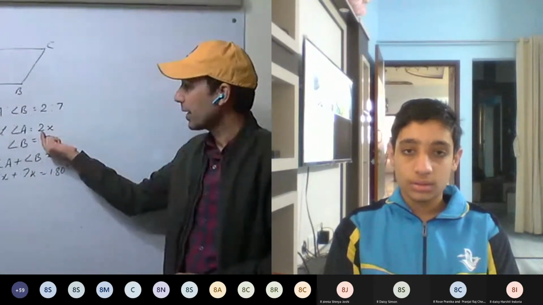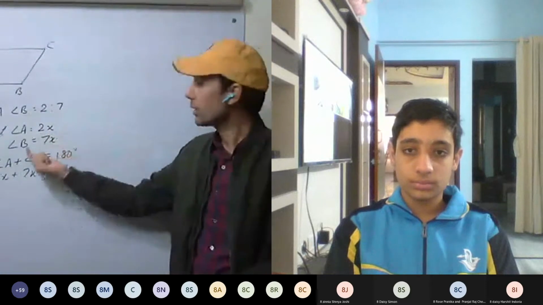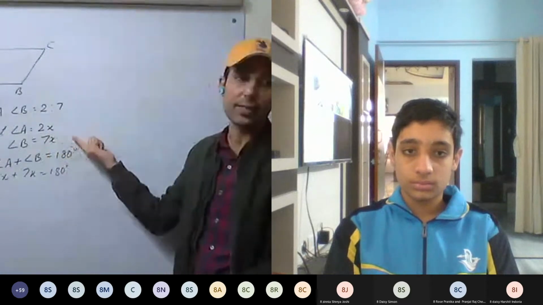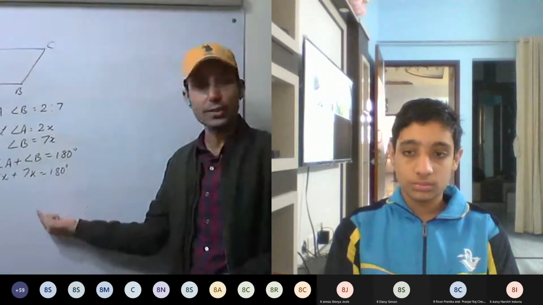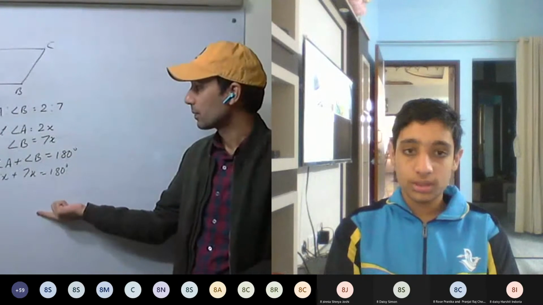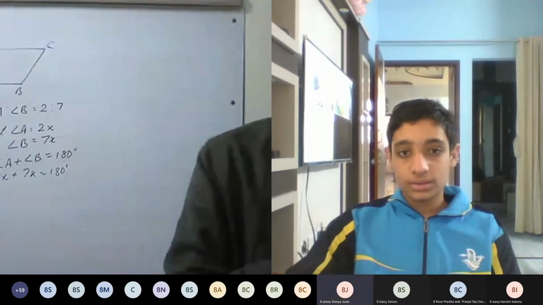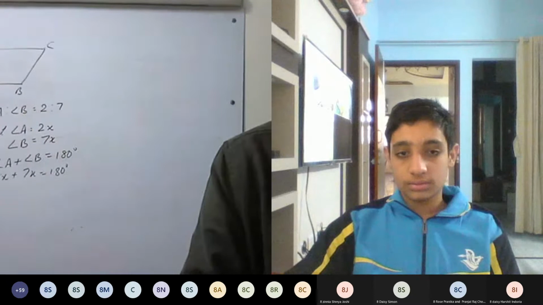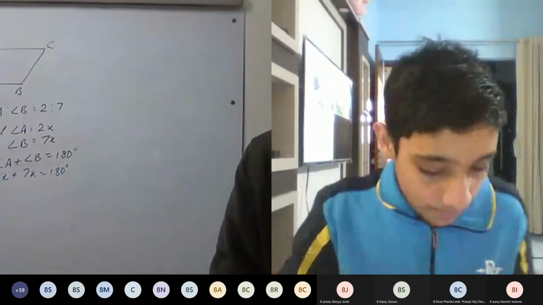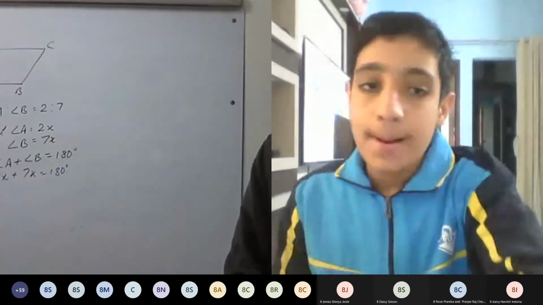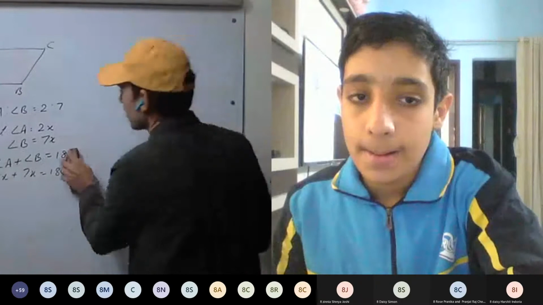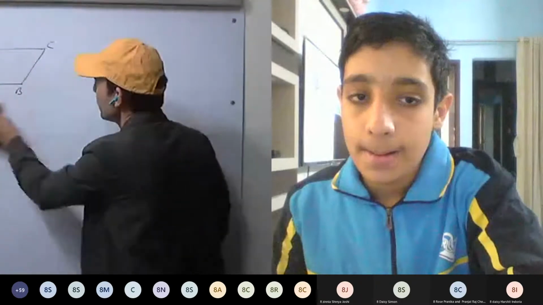Then multiply by 2 to get angle A, and 7 times the x will get the angle B. Rest you can solve. Okay, now do the second one. After a minute, we'll do it. Okay, everyone solve the second one. Start solving the second one.